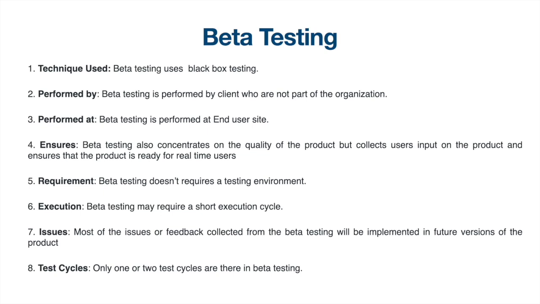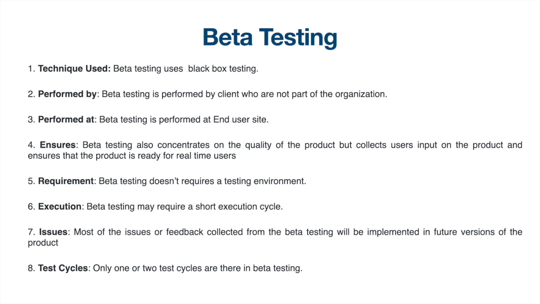It's generally performed by clients who are not part of the organization. They are hiring certain people who are not part of the organization, contracting with other people to test it. Beta testing is performed at the end user site only. They don't require any specific test environments. They go directly to the production environment, before going live. They test it for a certain period of time, and they ensure that the quality of the product is up to the mark and ready to use for the real end users.